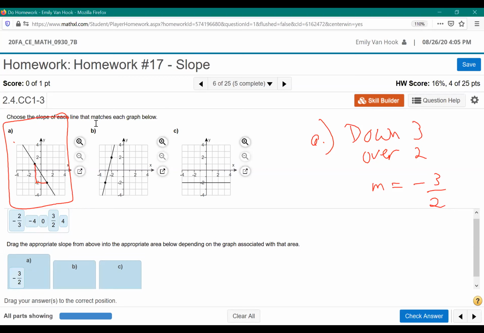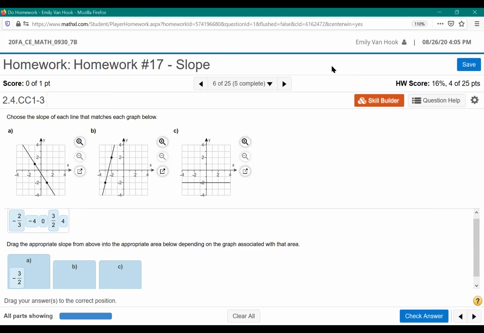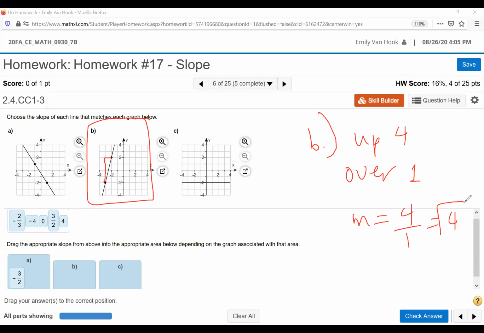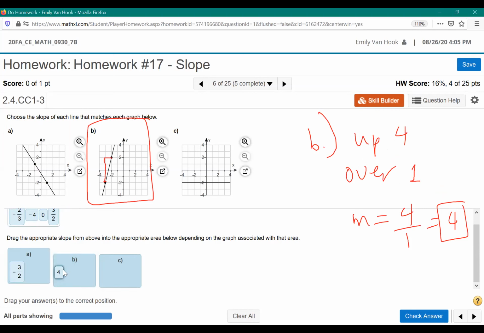Choice B, or graph B. All right, so we'll focus on that one now. This one appears to be going up from left to right, so positive. If I count, we're going up 1, 2, 3, 4 over 1. So it looks like for this one, up 4 over 1. M would be 4 over 1, which is just 4. So I'm going to look for positive 4 for that one. So I'm looking in my choices. Here's positive 4, dragging that one into that B box.